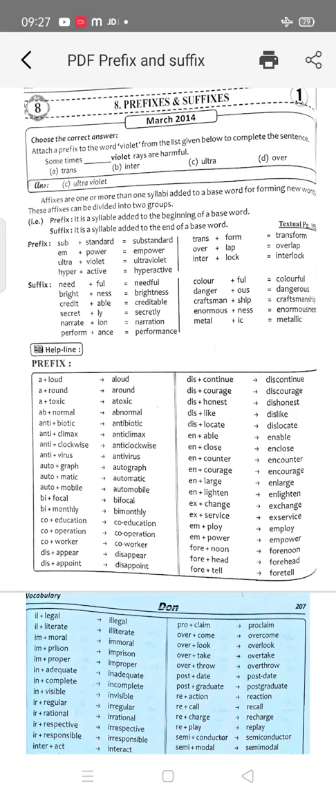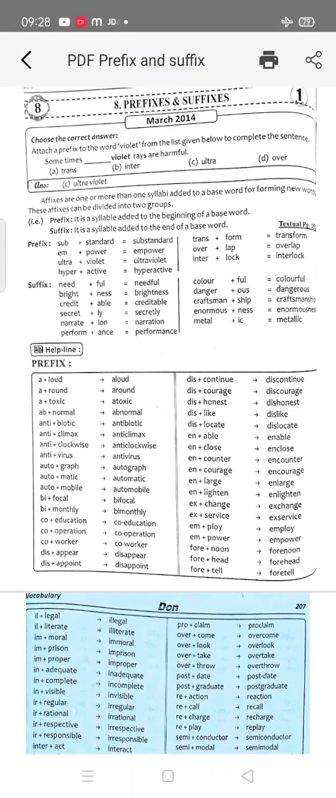Prefix means if some letters are added in the beginning of the root word, it is called a prefix. If letters are added to the end of the root word, it is called a suffix.